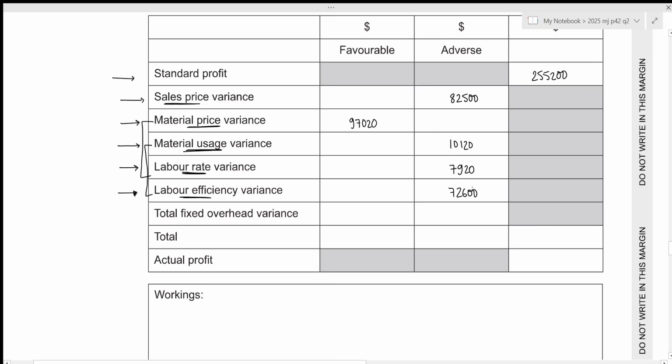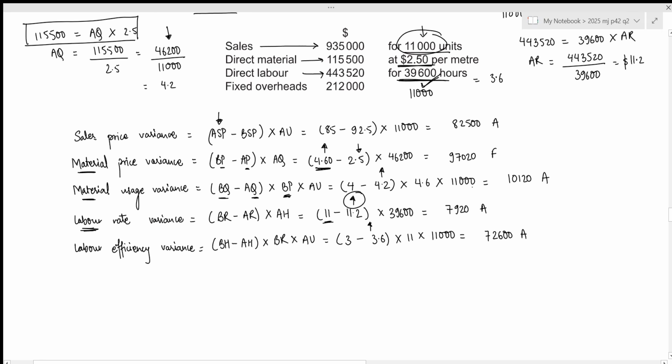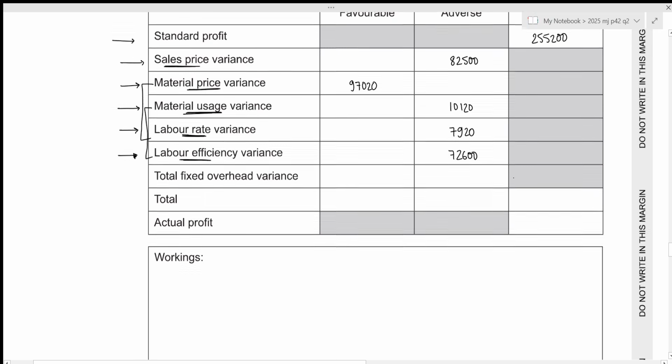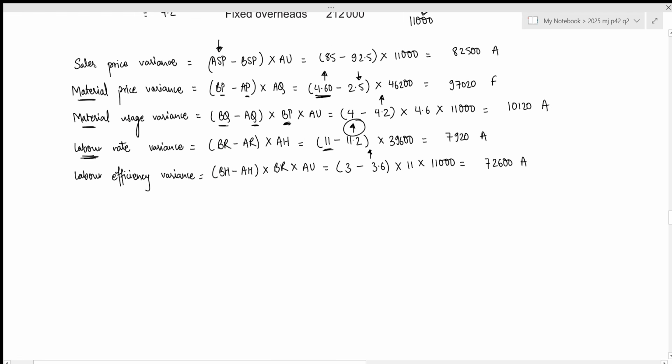And in this case, I've been writing down the formula so that if you get a positive value, it will result in a favorable condition. And if you get a negative value, it will result in an adverse condition. Okay, now for the last one, we need to calculate the total fixed overhead variance.